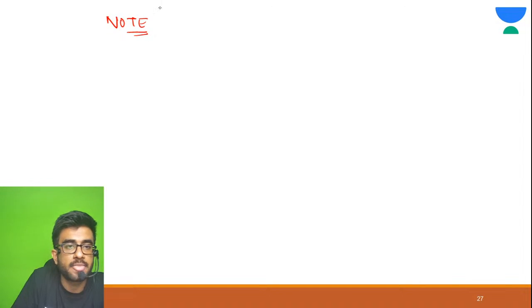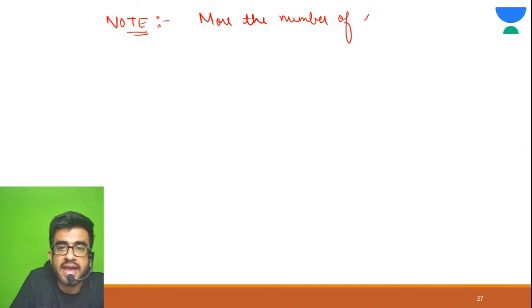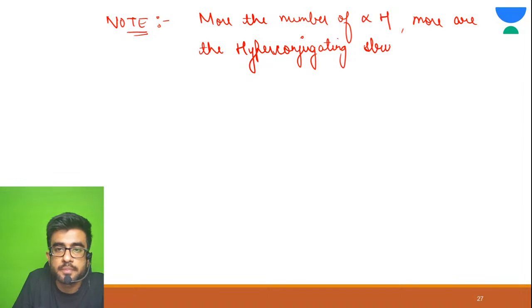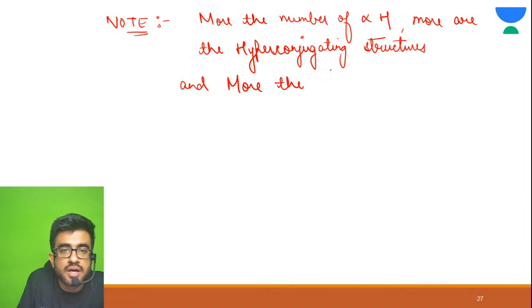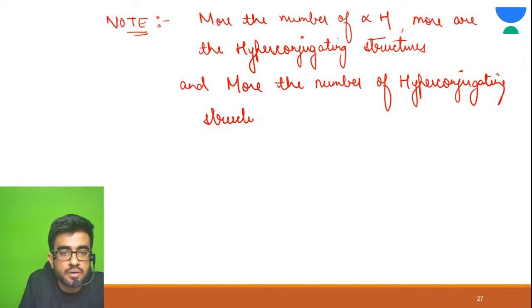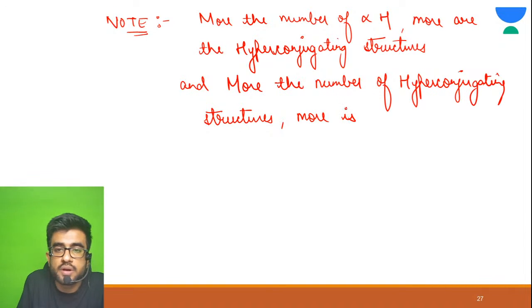I'm writing one note here. More the number of alpha hydrogen, more are the hyperconjugating structures. If there are 3 alpha hydrogen, 3 hyperconjugating structures. If there are 6, there are 6. More the number of alpha hydrogen, more are the hyperconjugating structures, and more the number of hyperconjugating structures, more is the stability.